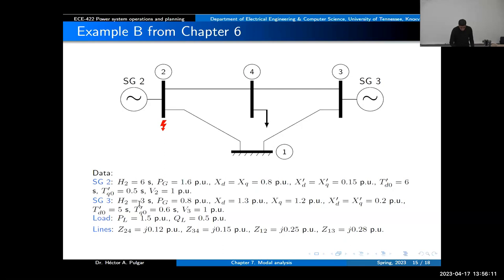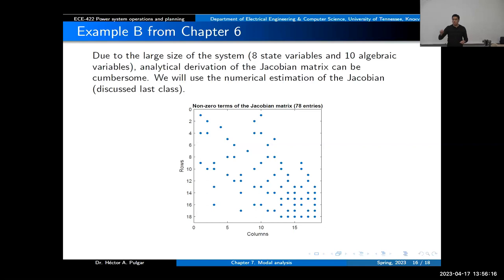So first thing, it's a system with 8 state variables and 10 algebraic variables, large. If we need to get the Jacobian matrix, the Jacobian matrix includes the differential equations and algebraic equations. There are 18 rows and 18 columns. That's pretty large. We're not going to do it by hand. It will take a long time to develop all of that. But I explained last class, and if you were not here, you need to go to the videos and watch the part where we develop the equations to obtain the numerical estimation of the Jacobian.